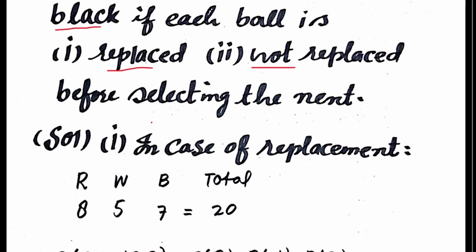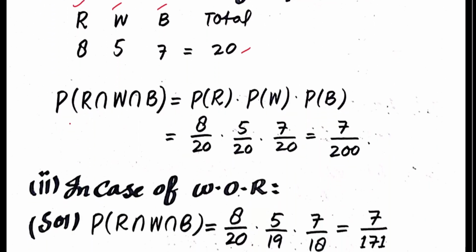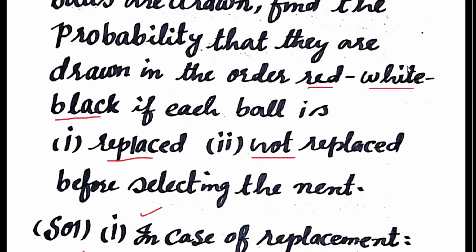Firstly, we find the probability in case of with replacement. Total red balls are 8, total white are 5, and total black are 7. This gives a total of 20 balls. We need to find the probability of red and white and black. I think this is black. Yes, black.